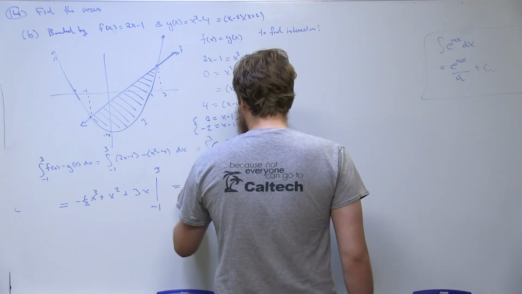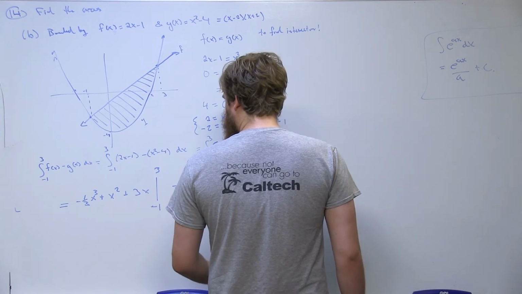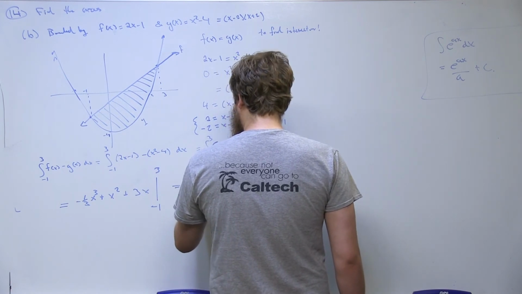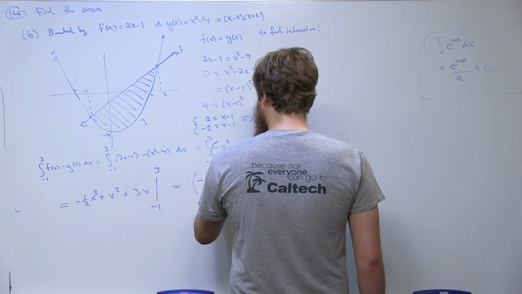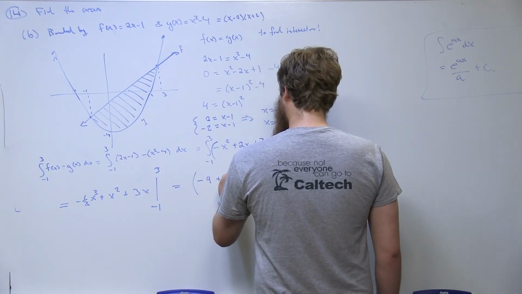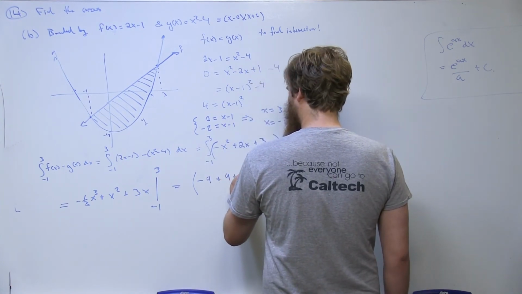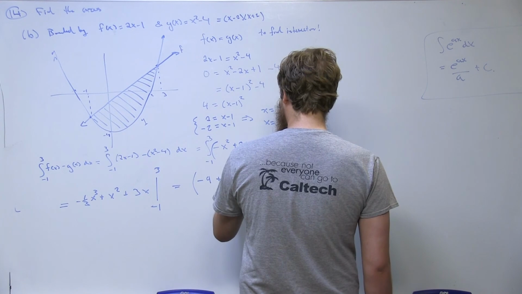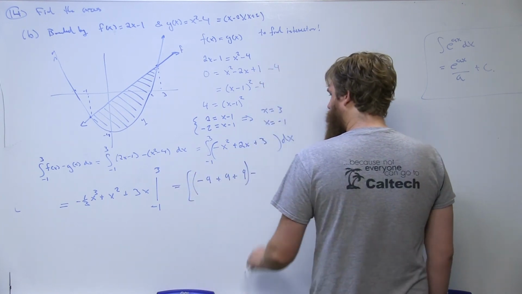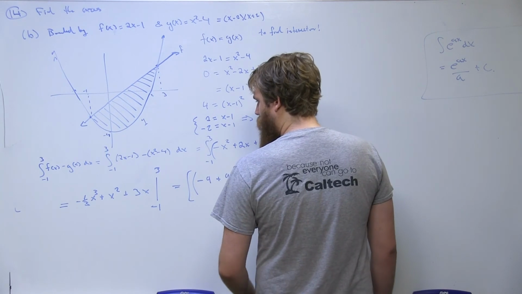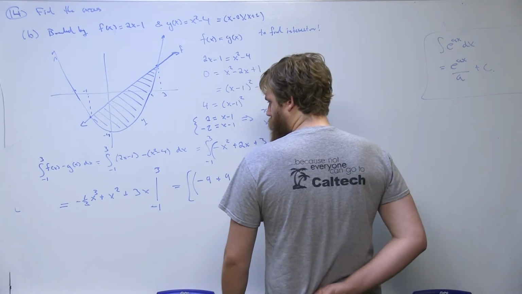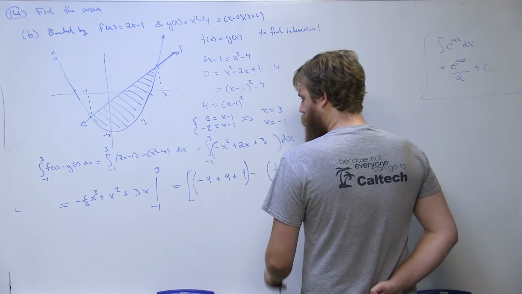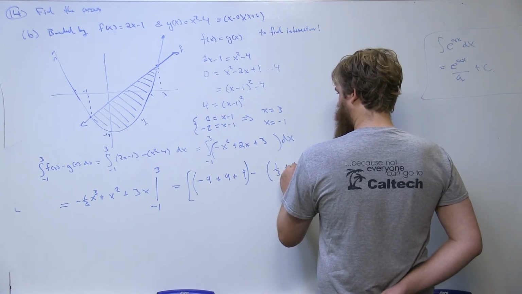To evaluate at 3, I mean, we just plug in now. So 3 cubed is 27. Divided by 3, though, is 9. So this is minus 9 plus 9 plus 9 minus, so I should use some parentheses here. You always use parentheses very carefully. Minus what I get when I plug in negative 1. Negative 1 cubed is negative 1, so this will become positive 1/3 plus 1 minus 3.